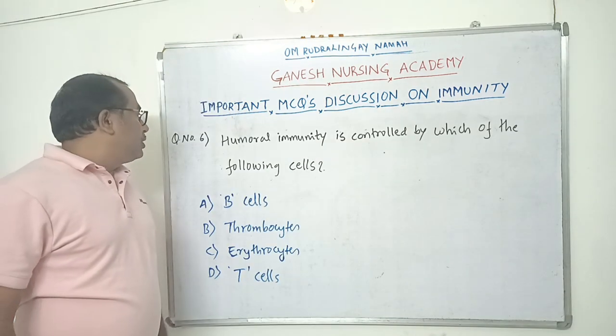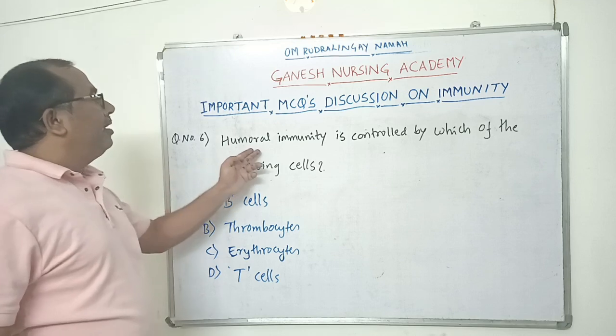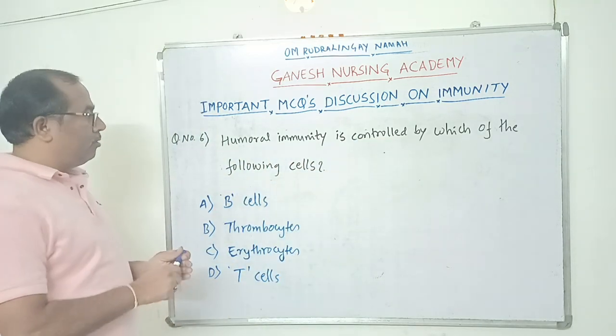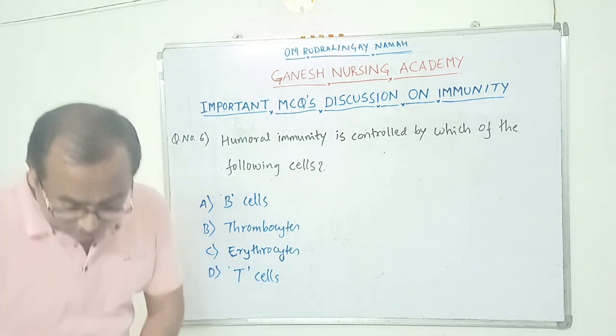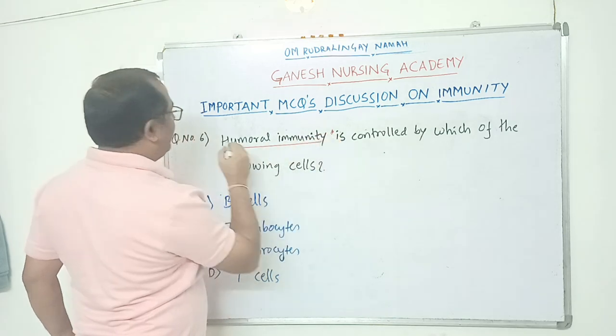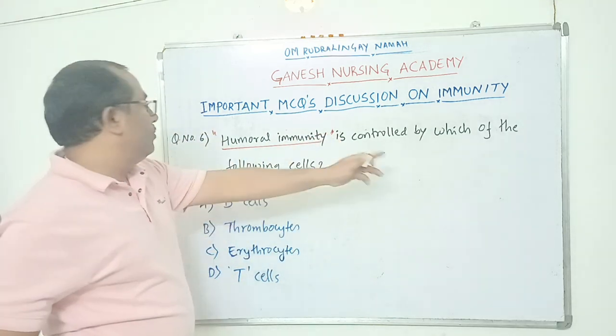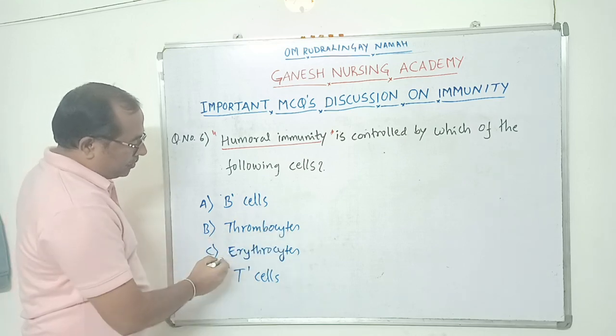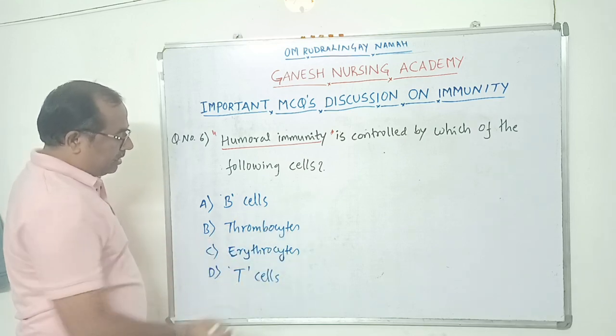Dear aspirants, let's see the next question. Question number 6. Humoral immunity is controlled by which of the following cells? Humoral immunity is the keyword here. Option A, B cells. Option B, thrombocytes. Option C, erythrocytes. Option D, T cells.